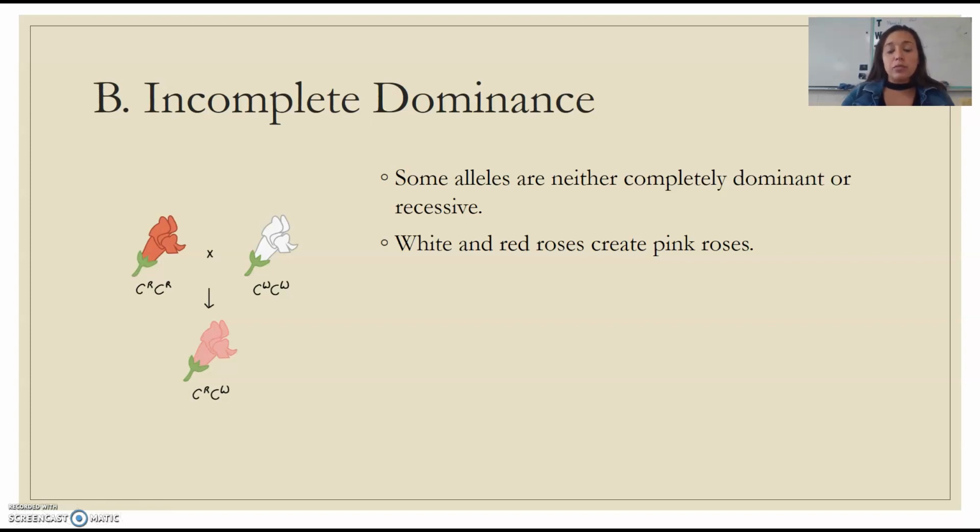Incomplete dominance is when some alleles are not dominant or recessive, they mix. Roses are a really great example. If you have a red rose and a white rose, you can make a pink rose. So instead of being red or white, it's incomplete. Therefore, you get a mix.